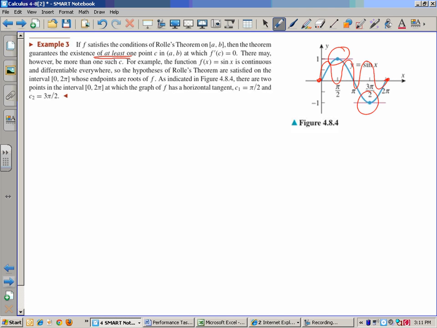So sine x is continuous and differentiable everywhere. So the hypothesis is satisfied on the interval 0 to 2 pi, the endpoints are 0. We're using the sine curve from pre-calc. And if you look at the picture, or you can do this on your graphing calculator as well, you can graph sine x or sine theta, and you can see that, in fact, there are 2 places where you have a horizontal tangent, and that should be at your max and your min for the sine curve.